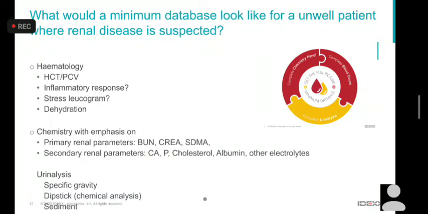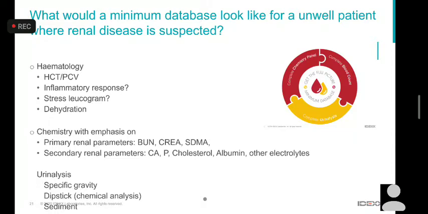Now, your chemistry panel, well, the obvious ones are urea, creatinine, and SDMA, but you really would also like to know about your secondary renal parameters, and in particular calcium, phosphorus, cholesterol, albumin, and your other electrolytes. I would say those are the most important ones if we need to pick and mix. And of course, urinalysis. So the specific gravity, your dipstick, and your sediment. And also, just a word of thought is that you can have renal disease and concurrent morbidities as well, of course. They may have two diseases in one go. But I would say these are the ones that I would look for in clinic.